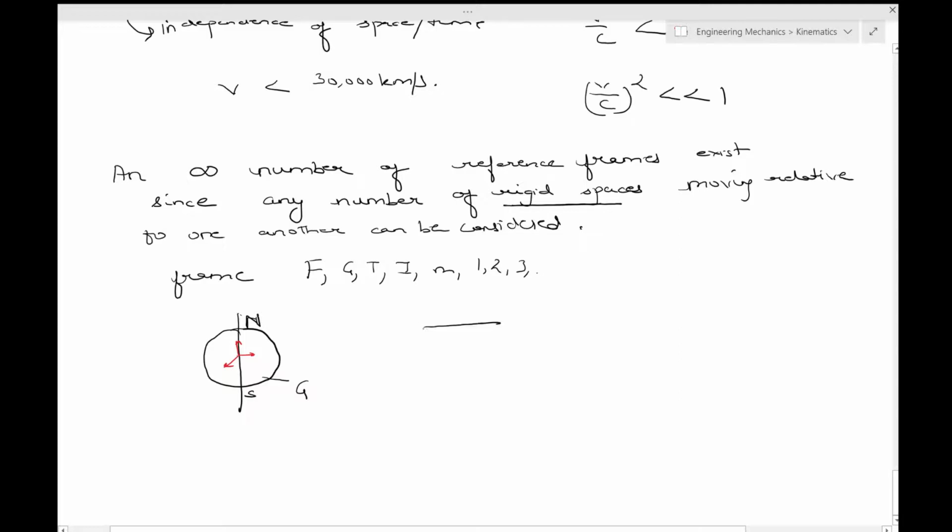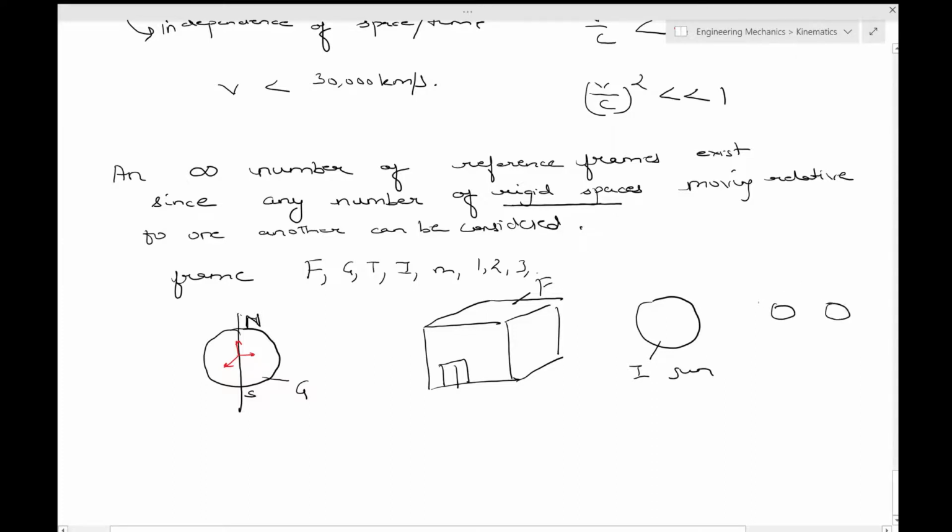Now if you have a room like this, and say you have a door of this form, this can be called an F frame of reference. If you have the sun, this is the I frame, the sun. If you have a vehicle, let's call it the T frame of reference. You can also have a rocket like this.